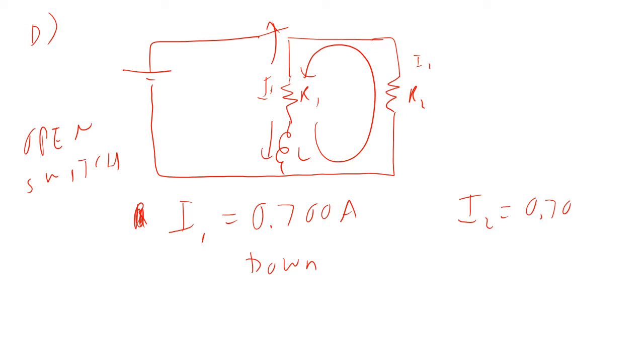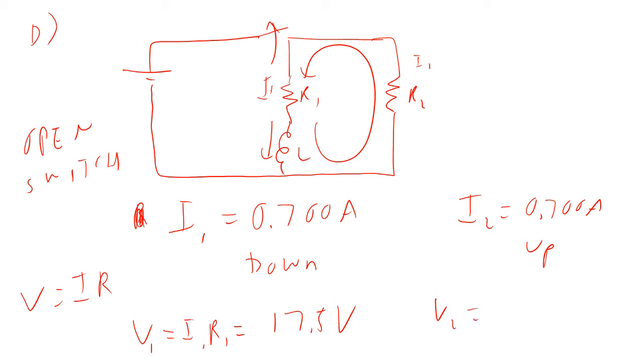I2, however, is now 0.7 amps. It's flowing up because the inductor is forcing the current to flow the same way. Well, if I ask for what's the voltage on each resistor, V equals IR. So the voltage on 1 equals I1 R1. So that would be 0.7 amps times the 25 ohms, and that's going to be equal to 17.5 volts. But V2 is going to be equal to the 0.7 amps times the 750 ohms. So that's going to be equal to 525 volts. Okay, so all of a sudden you have this voltage spike.